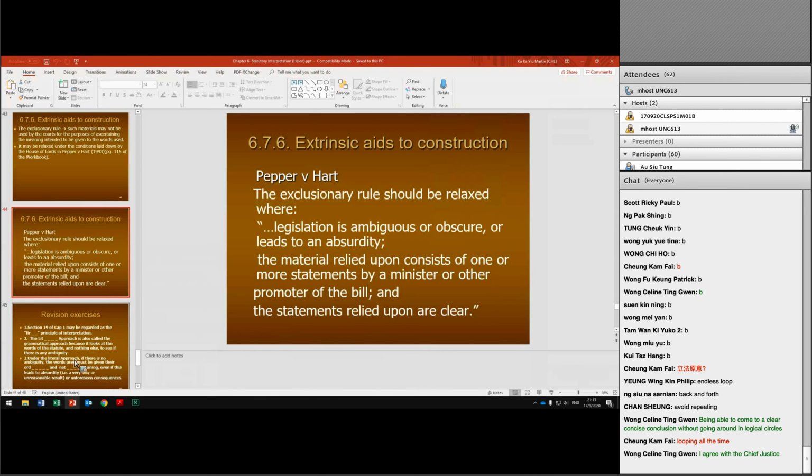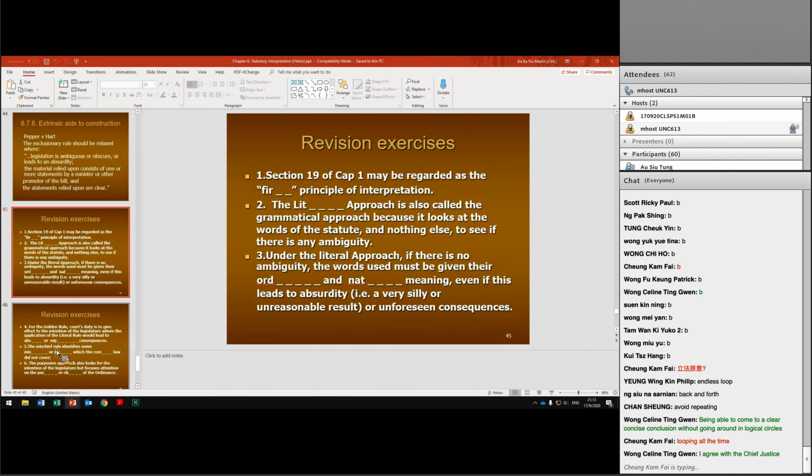Now please do the revision question. I'll give you 5 minutes time and then we'll go through the answer. These are the important or the major points for this chapter, for this lesson.